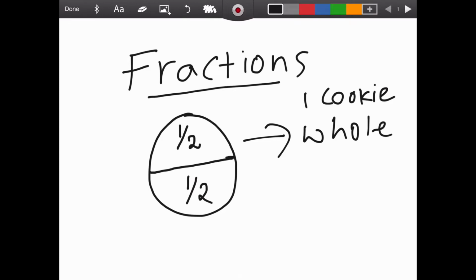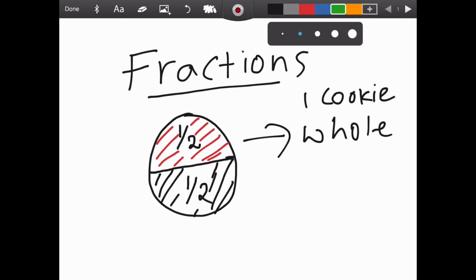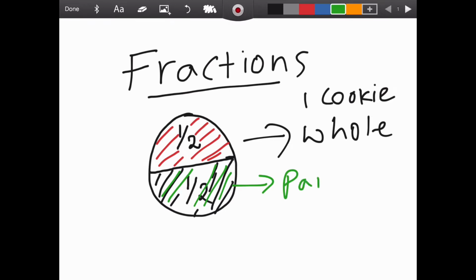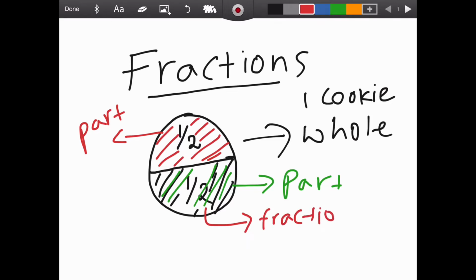Now what is this part? It is part of the whole cookie, isn't it? This is one part of the whole cookie and this is the second part of the whole cookie. So this is a part and this is another part of the cookie. Now this part, which is written as 1/2, is nothing but a fraction. And again this part, which is written as 1/2, is a fraction.